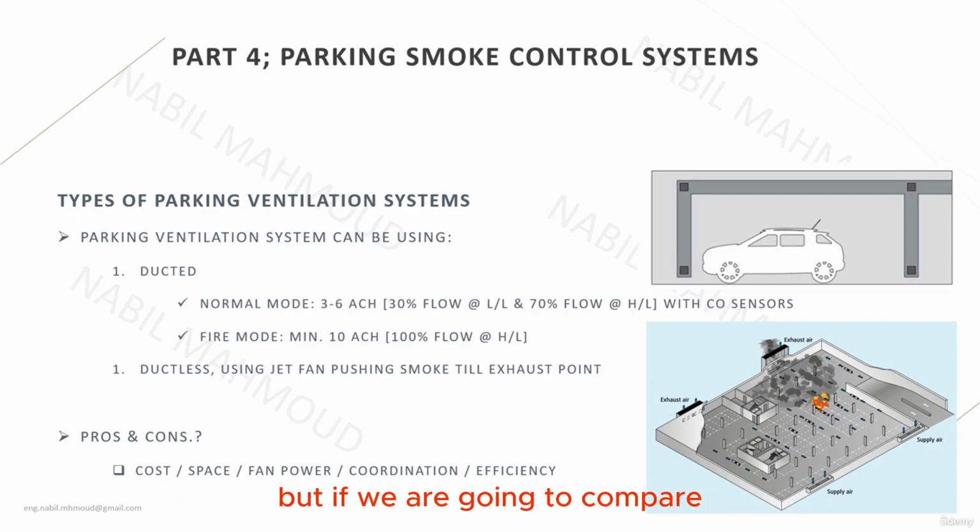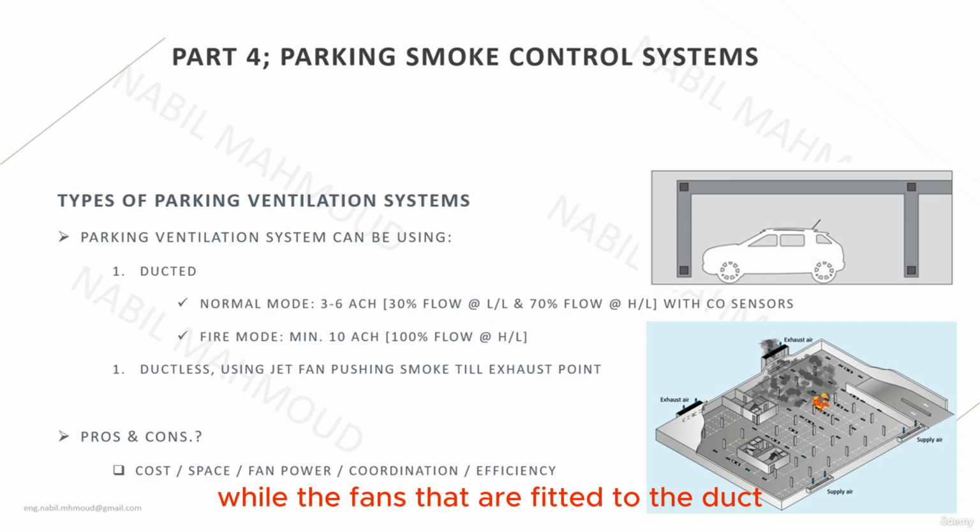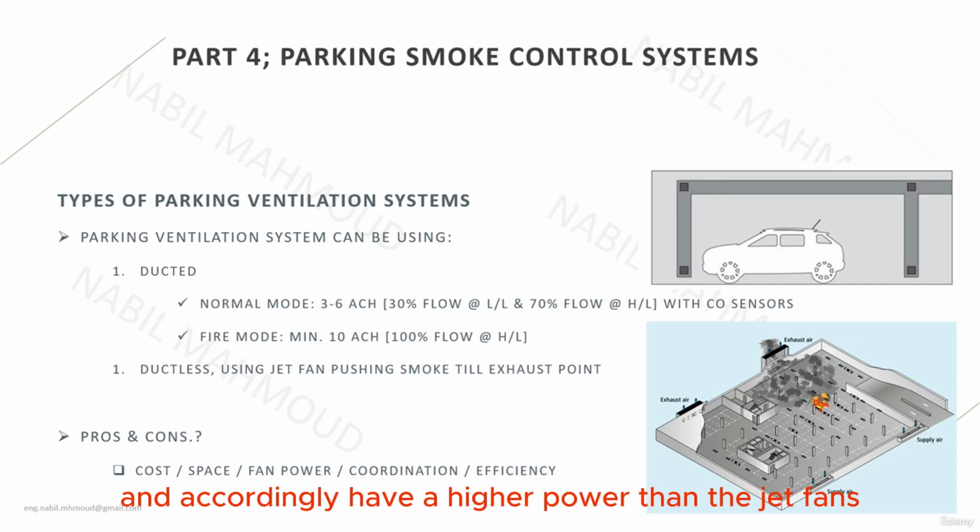But if we are going to compare from a cost point of view, we will notice that of course the ducted system has higher initial cost and higher operating cost. This is due to the fact that the duct, the material, and the accessories used in the installation have higher initial cost, while the fans fitted to the duct have to overcome the pressure drop generated from the air being pushed inside the air distribution network, or the ducted network. That's why the external static pressure of the axial fans used in the ducted system is usually a higher value, and accordingly they have higher power than the jet fans.